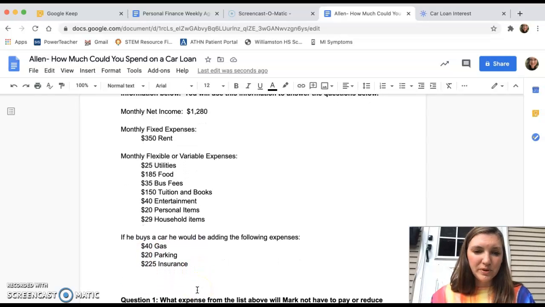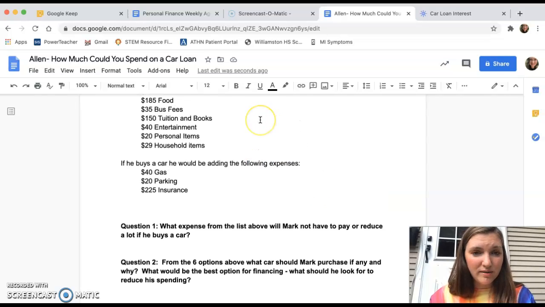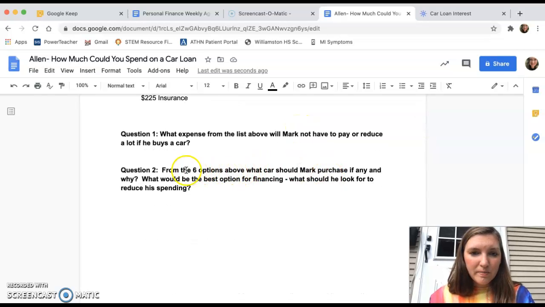Okay, so question 1 is, what expense from the list above will Mark not have to pay or reduce a lot if he buys a car? I'm just going to tell you that one real quick. He will not have to pay bus fees anymore if he buys a car. From the 6 options above, what car should Mark purchase, if any, and why? What would be the best option for financing? What should he look for to reduce his spending?